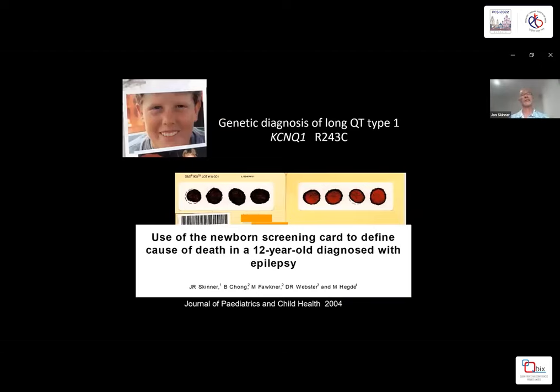Ben, we found by sourcing DNA from his Guthrie card, had died from long QT type 1. And so this was the first time in the world that preserved DNA had found a cause of death related to channelopathies using the Guthrie card. And this was in New Zealand. The Guthrie cards are stored for many, many years. And so we started sequencing those, and people kept coming to my clinic, and sometimes deaths from 3 decades previously, we were finding an answer.